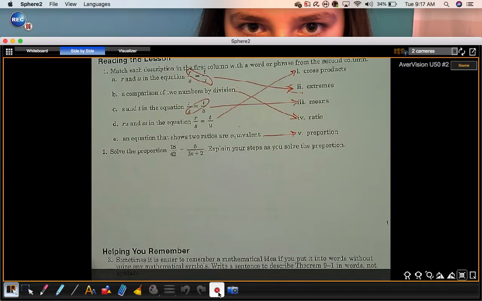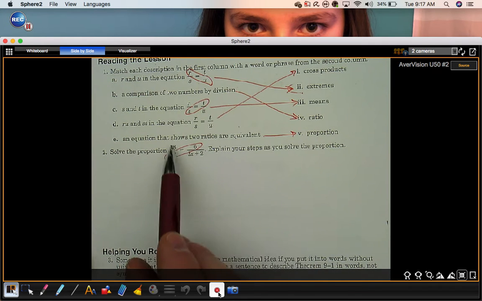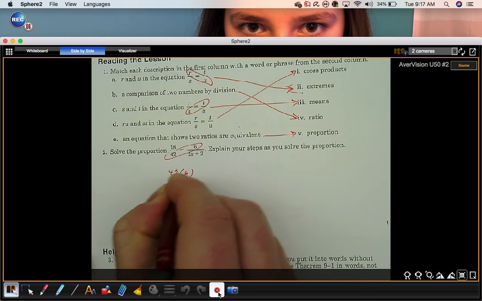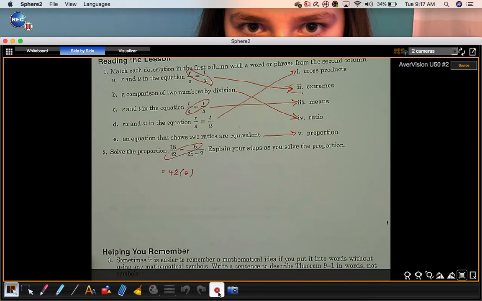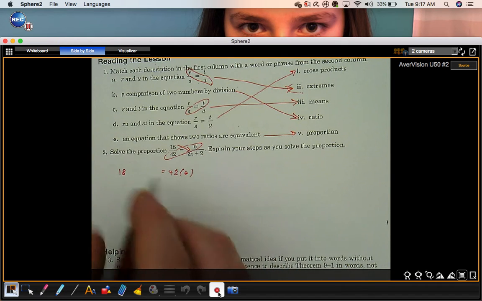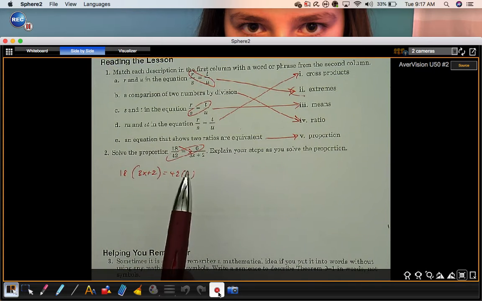Number 2, they give you a proportion and they ask you to solve. Explain your steps as you solve the proportion. So we're going to multiply the means and the extremes. So we need 42 times 6, and that's going to equal 18 times the quantity 3x plus 2. That's where this is a little bit more challenging.